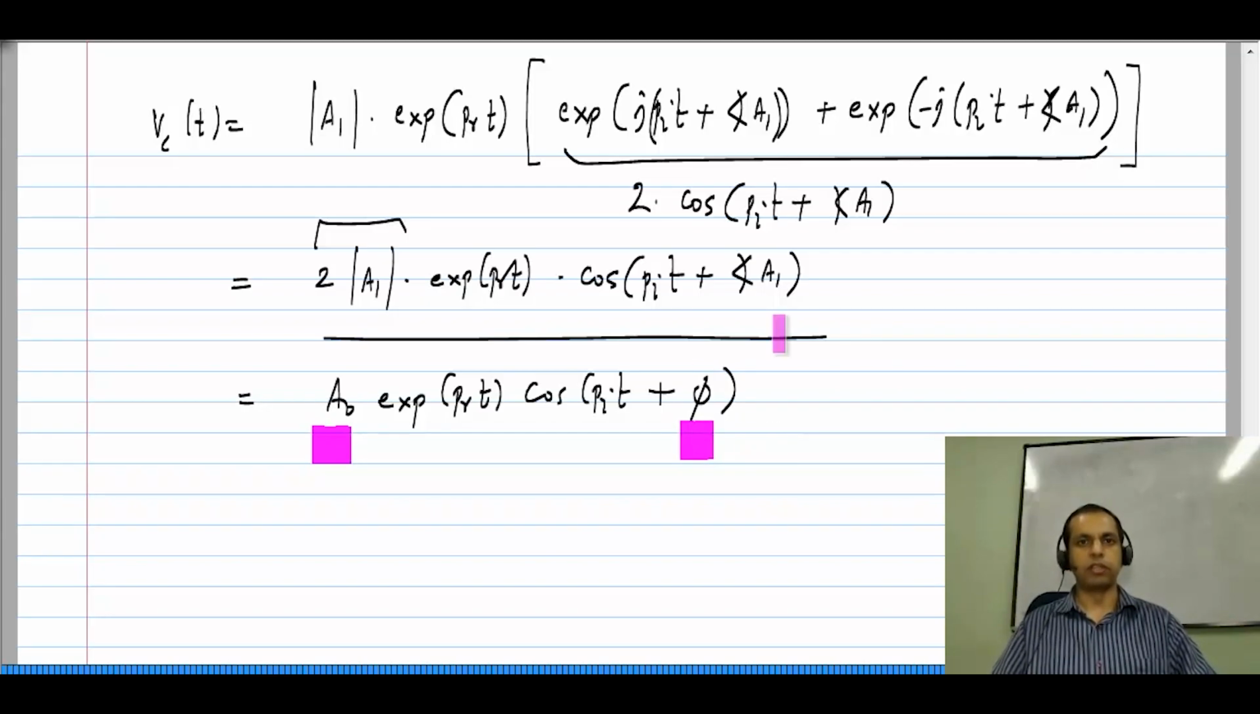So these are the responses when you have real coincident roots and when you have complex conjugate roots for the characteristic equation of the second order system.